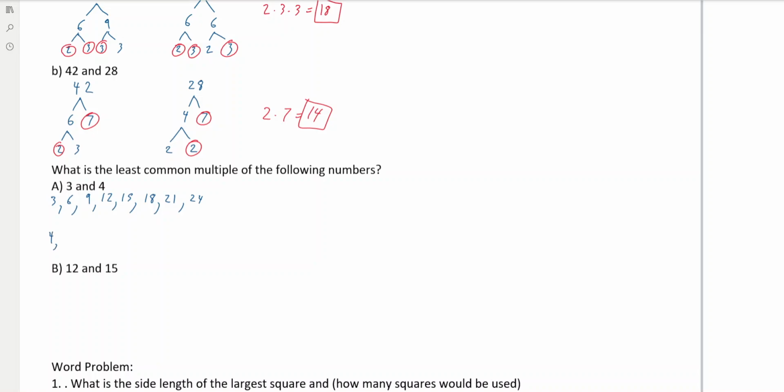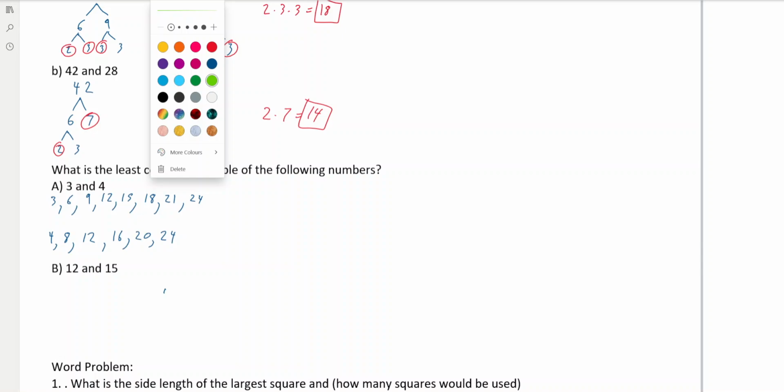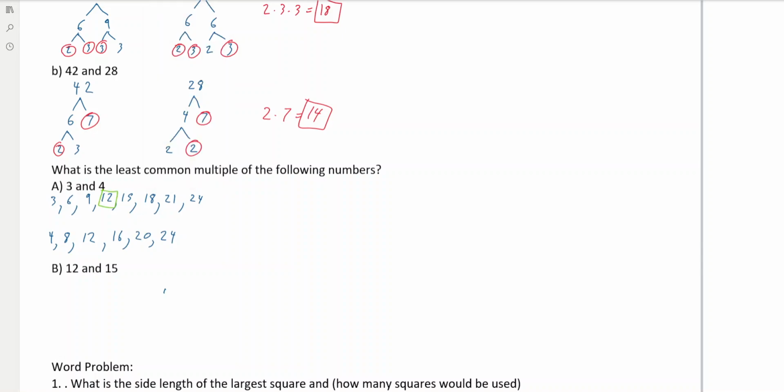Let's do 4s. 4, 8, 12, and you can see it already. 16, 20, and 24. And so you can see already, hopefully, that the 12s are common, and actually that the 24s are common. But it's not just looking for any old common multiple, it's looking for the least common multiple. So it has to be the 12, not the 24, because it's not the least. Okay, so that's an understanding of what it is.